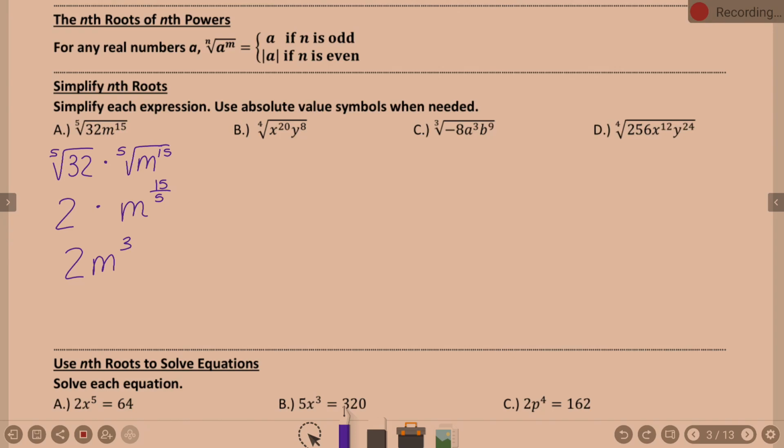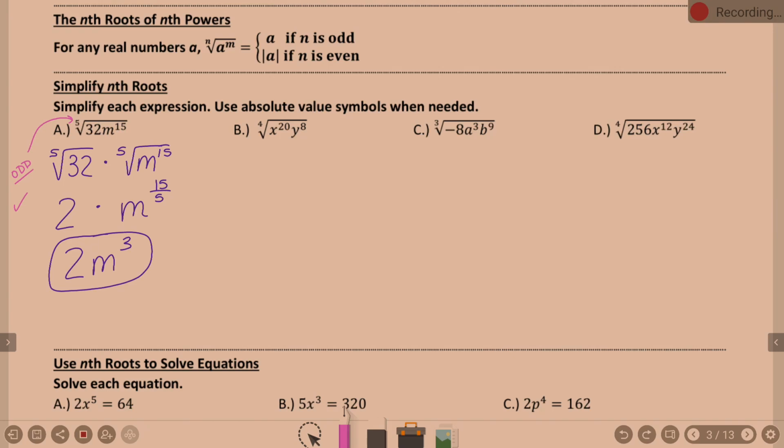Okay, so basically I took the fifth root of everything under the radical, and I got 2m to the third. Now, I'm going to comment. This was an odd root, yes? Since this was an odd root, basically I'm just going to say, okay, check, we're done. We don't have to consider absolute value. We'll talk about what has to happen when it's an even root when that appears. Okay, questions there? No. Okay, let's try B.